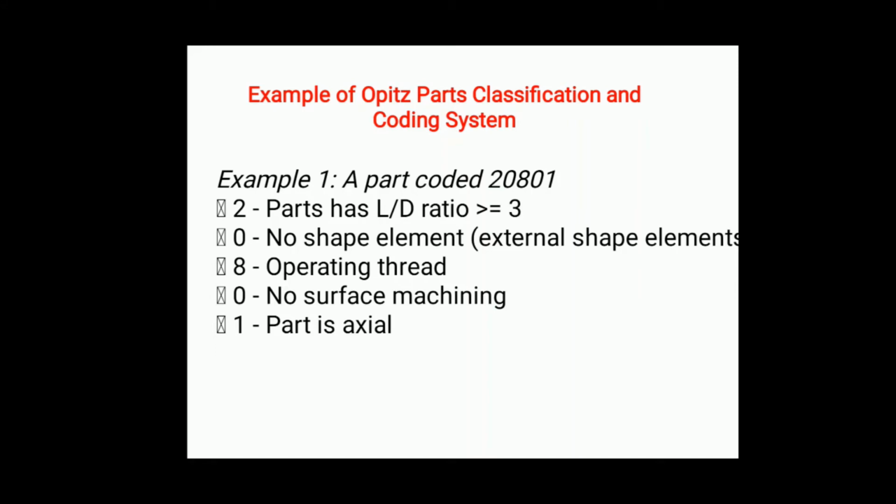Example: a part coded with 20801. This is the type of numerical codification system. Okay, so 2 indicates the part has a length and diameter ratio greater than or equal to 3. 0 means no shape element, 8 means operating thread, 0 means no surface machining, 1 means the part is axial. Like this we have to give classification and codification for the part.